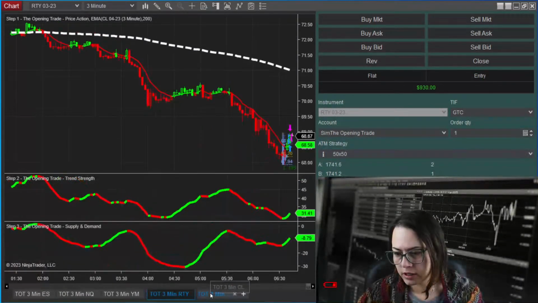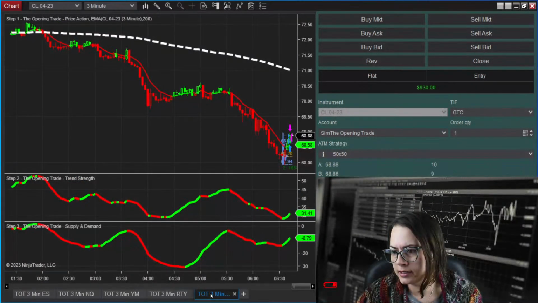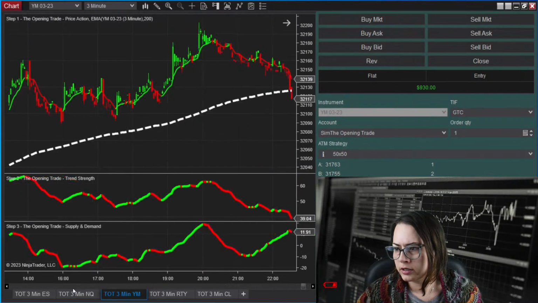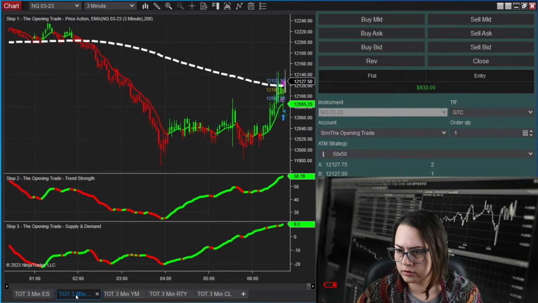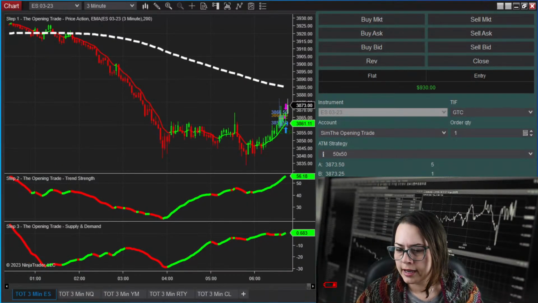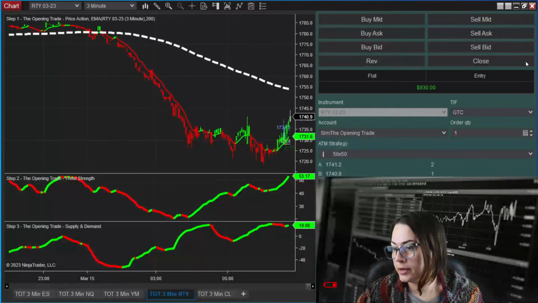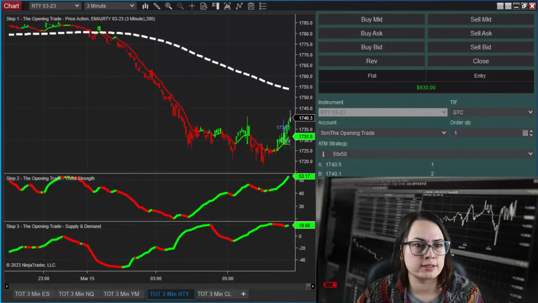All right, so there's a lot happening. Here's crude oil. Here's Russell. Here's the Dow. So the Dow, you see, had some crazy change right there, and that just goes to show I'm happy with my wins for the day.